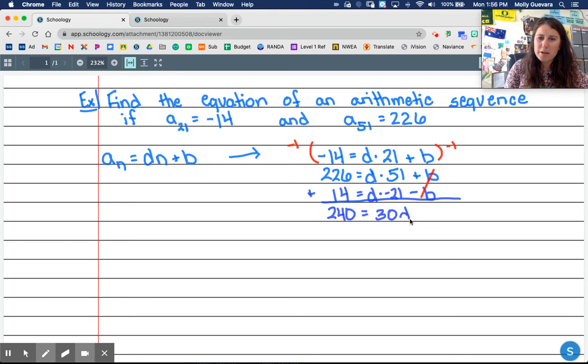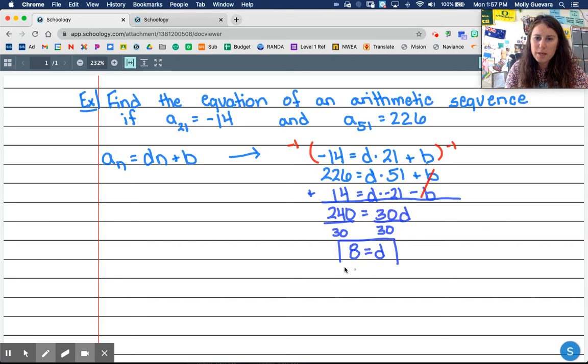Remember, we usually write the number in front. The only reason I didn't here is because I wanted you to clearly see that I was plugging in these numbers for n, okay? So now I have 240 equals 30d. I can divide both sides by 30, and I get 8 equals d.